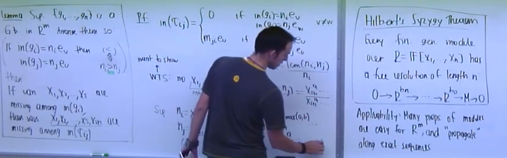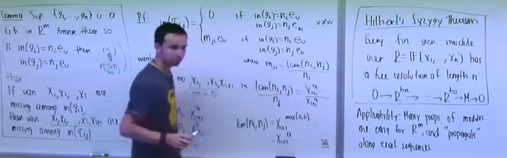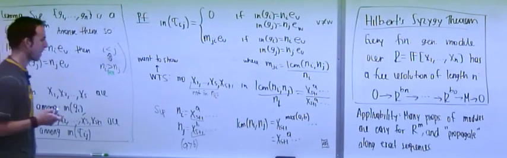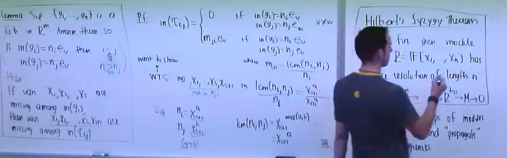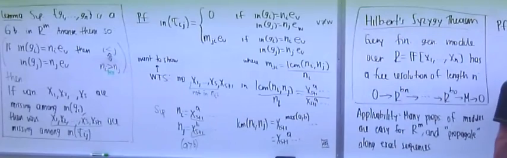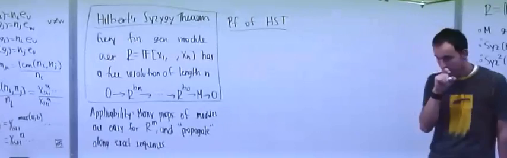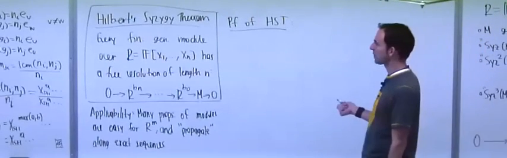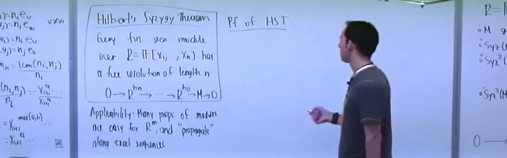Okay. And that's the end of the proof of my lemma. Do you guys have any questions about that lemma? Okay. So given the lemma, like I said, it's pretty straightforward to prove the syzygy theorem because I just do this process.